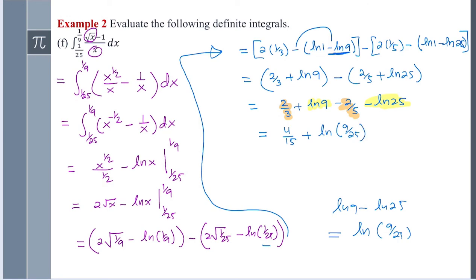So for the exact answer, we can just leave it right here. But if you want to approximate an answer, then you can put this into the calculator and you should get approximately negative 0.75498, okay?